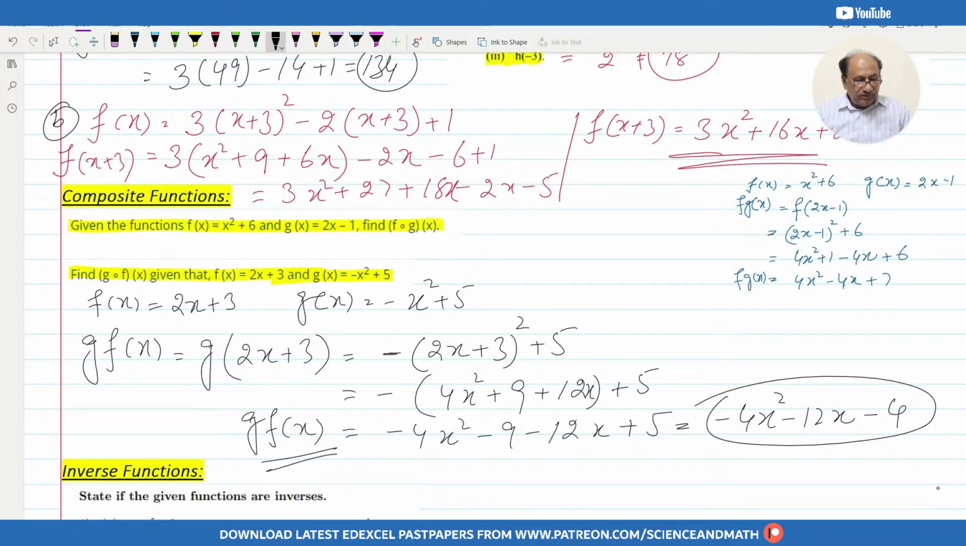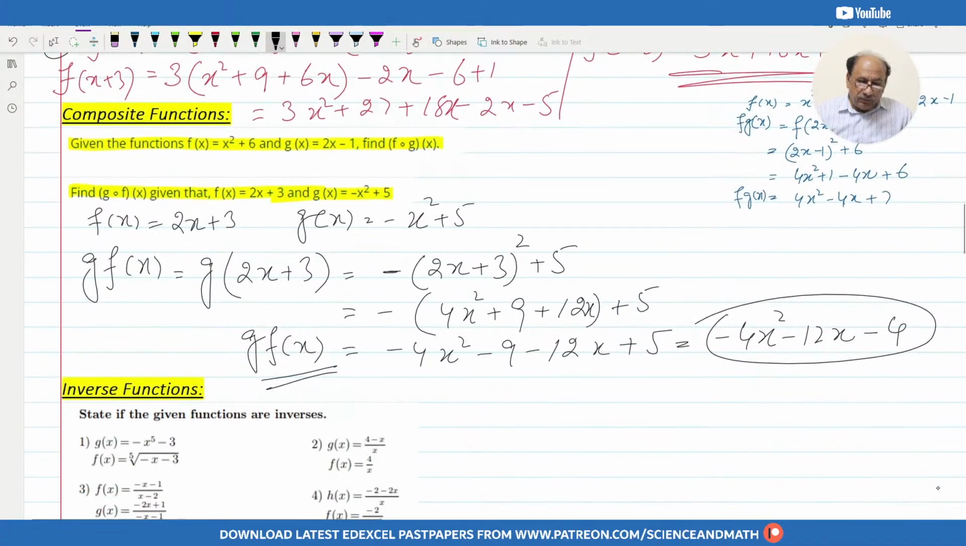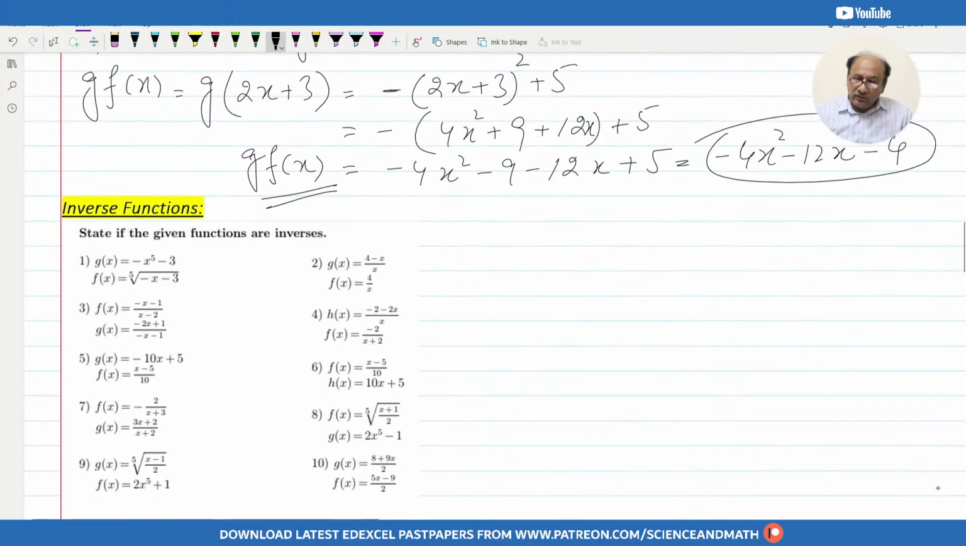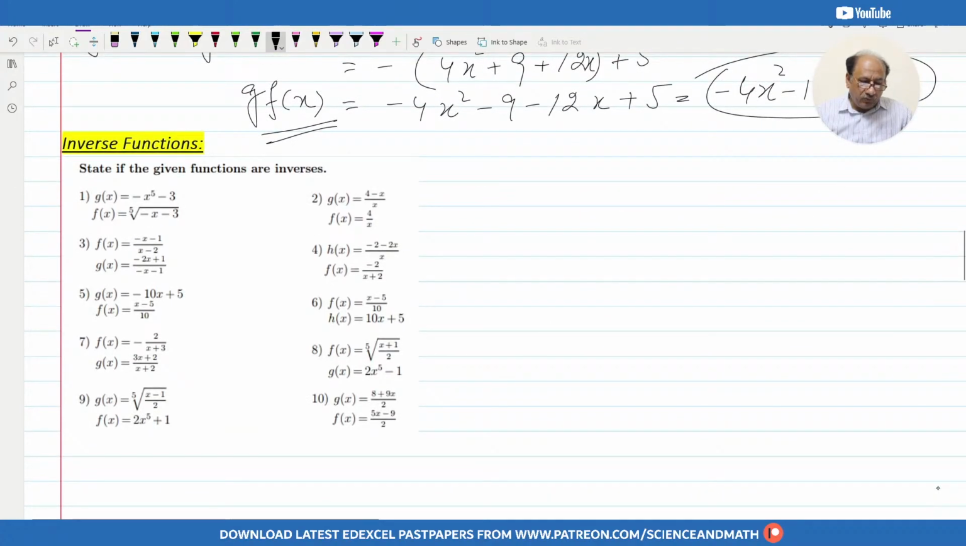Hopefully you understood. These are composite functions. Composite functions are a very important part of the papers, so you should focus more on that.